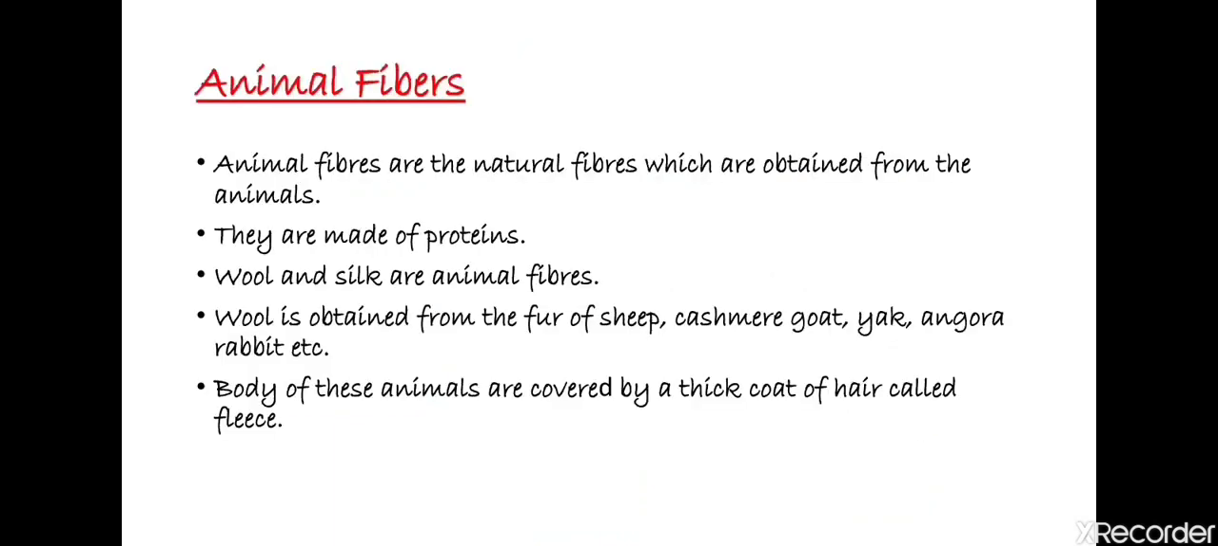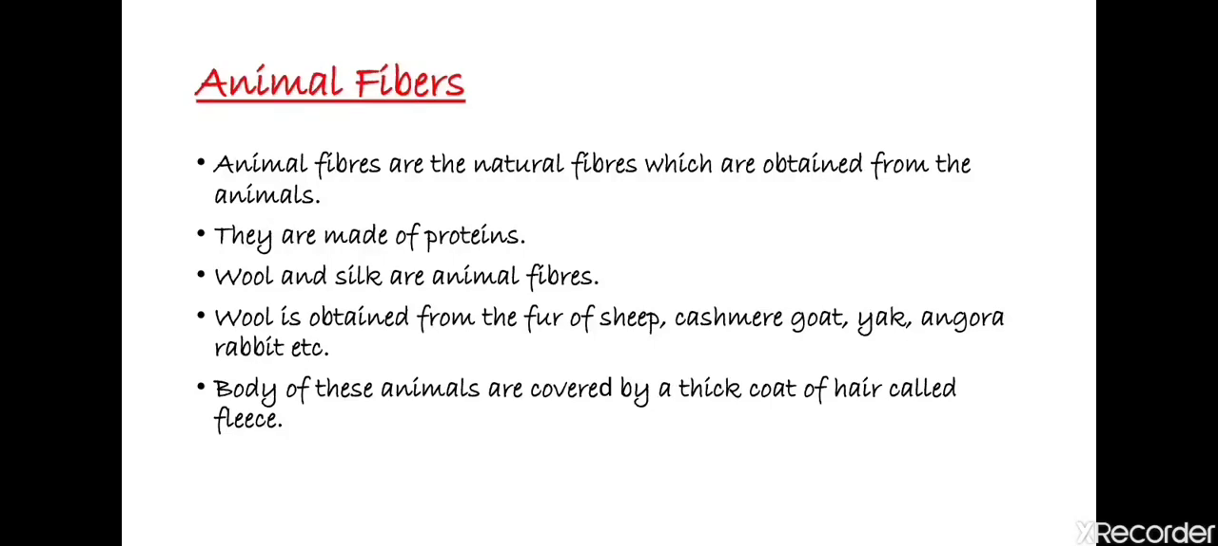Fine. So here we have animal fibers. As I told you, in this chapter we will study about animal fibers. Animal fibers are the natural fibers which are obtained from animals. They are made up of proteins. Wool and silk are the two animal fibers which are widely used in our day-to-day life.